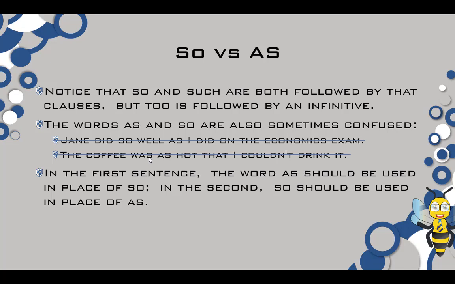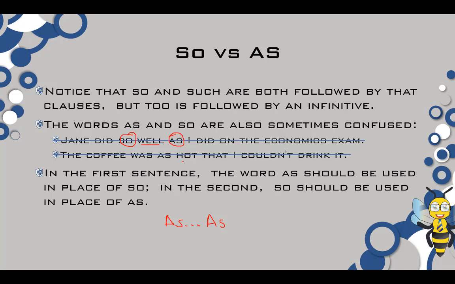Okay, if you remember, in the past we already talked about comparisons, remember? And we said that when we make comparisons with as, we should have as, then an adjective, and then again the word as. So in this example here we have "so well as." Here we are using the word so instead of the word as. So here you can identify that this is not correct. Okay?